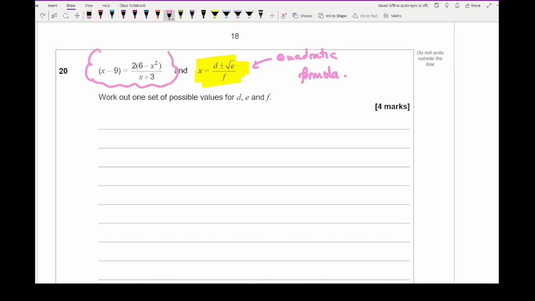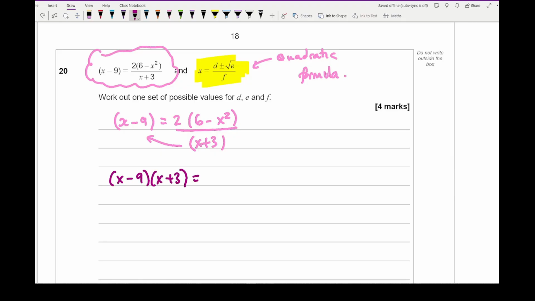using this. So if I just write this out again, we've got x minus 9 in brackets equals 2 lots of 6 minus x squared over x plus 3. And I'm just going to stick the x plus 3 in brackets. So if we take the x plus 3 over to the other side, then what we end up with is x minus 9, x plus 3 equals 2 lots of 6 minus x squared. Now expanding the brackets, what we end up with is x squared minus 6x minus 27 equals 12 minus 2x squared.